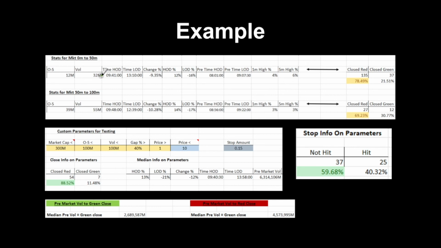So we can see outstanding shares medium, volume, time of high of day, pretty self-explanatory, all the ones we kind of talked about. And then the 1 minute high percentage and the 5 minute high percentage. So how much it's moving in percentage terms for that 1 minute high and the 5 minute high. So this just gives me good ideas of what's more ideal for my setup, what has the lowest drawdown, what kind of spike percentage I'm seeing, all that kind of stuff.